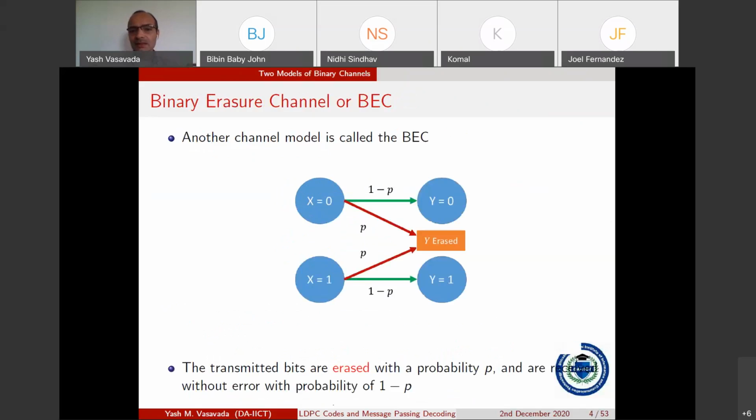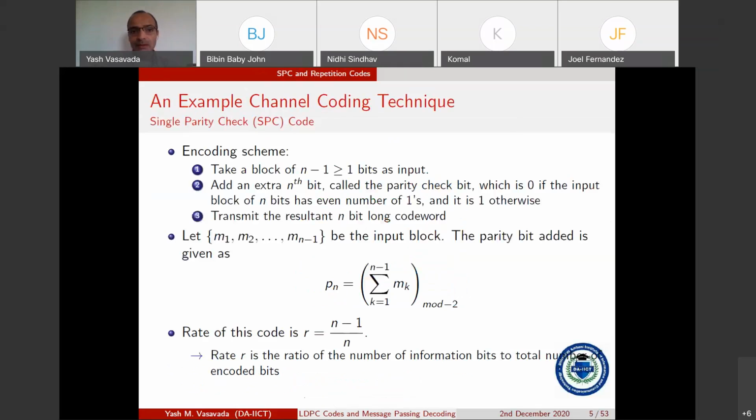Okay, there is another channel that we have, I think, also looked at in CT516. It is called binary eraser channel. And here, either the bits are being received successfully, that happens with the probability of 1 minus P, or they get erased, and that happens with probability of P. Okay, so those are the two channels that we'll be looking at.